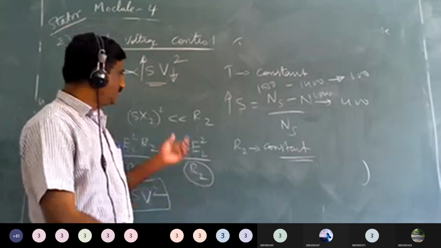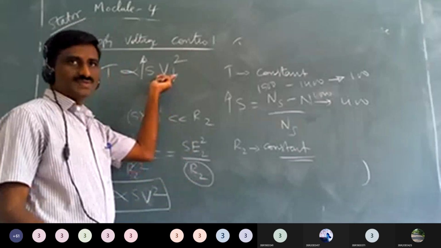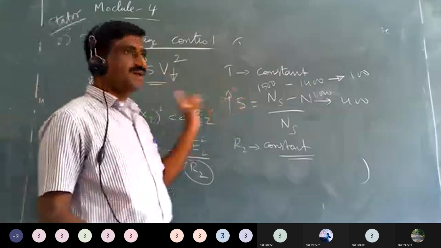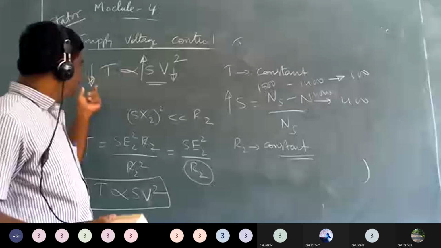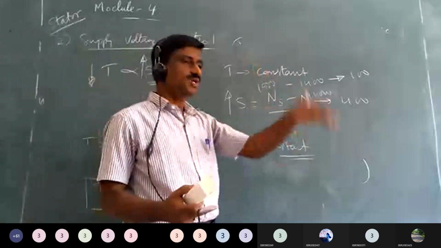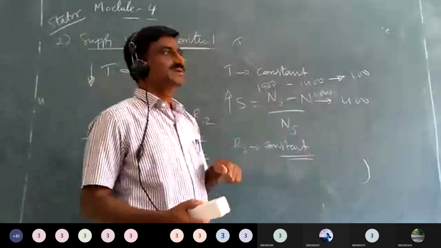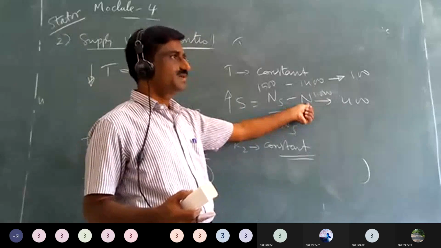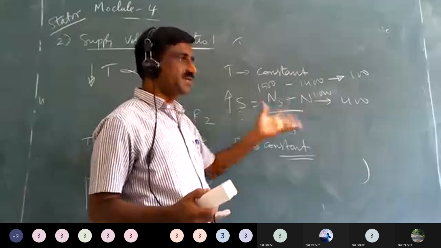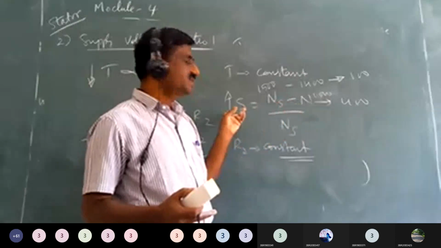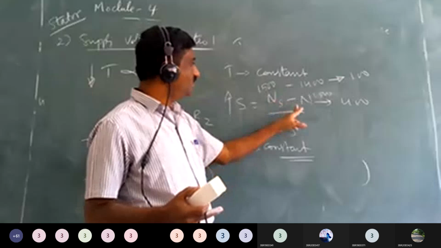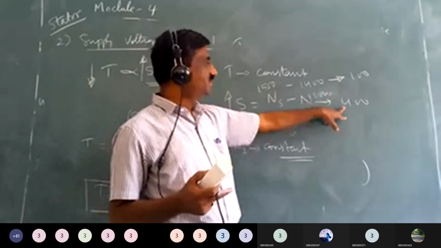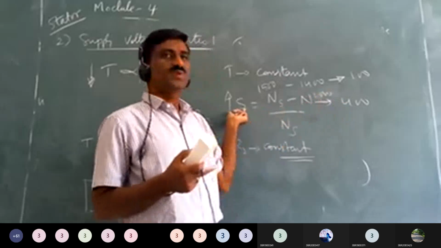When you want to decrease the speed, you have to decrease the voltage. Slip will increase because torque has to be maintained constant. In order to maintain the torque constant, the motor automatically decreases its speed by increasing the slip. When slip increases, the rotor speed has to decrease because Ns is constant. 1500 minus 1000, now the motor is running at 1000 RPM, the difference is 400. The difference is increasing, so slip also increases.